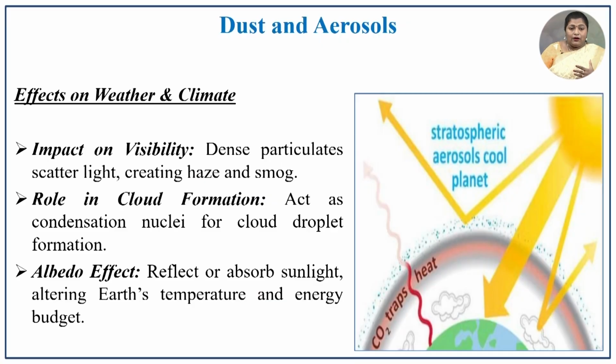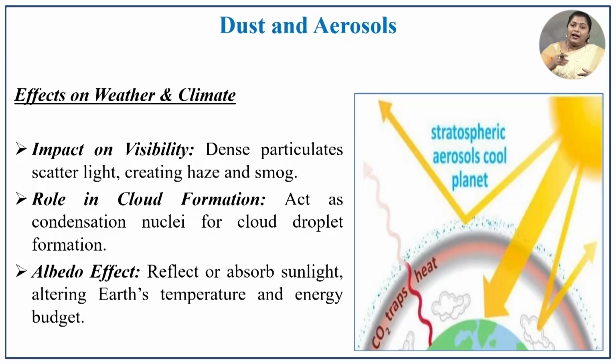How do dust and aerosols affect the weather and climate? It affects visibility. If there is smoke, imagine whether it is visible. It will affect the visibility, and especially the smog. Smog is nothing but smoke plus fog, so they combine to make smog. The smog which is highly prevailing in the metropolitan cities is one of the major impacts seen nowadays. That is the most important impact of dust and aerosols.